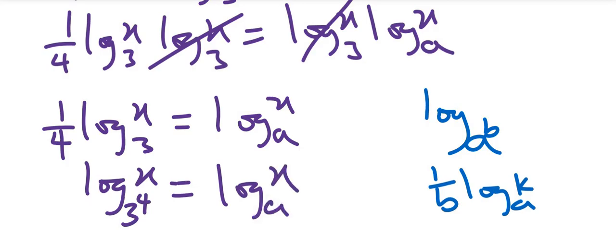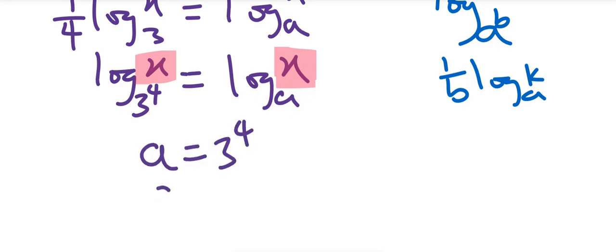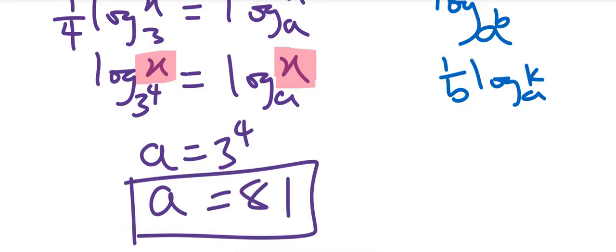Since these two are the same, definitely a is equal to 3 to the power of 4, a equals 81. The exact answer to that question is 81.